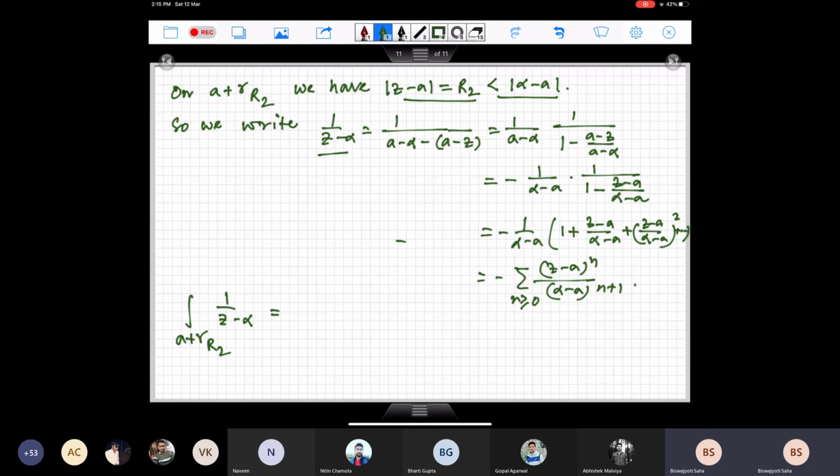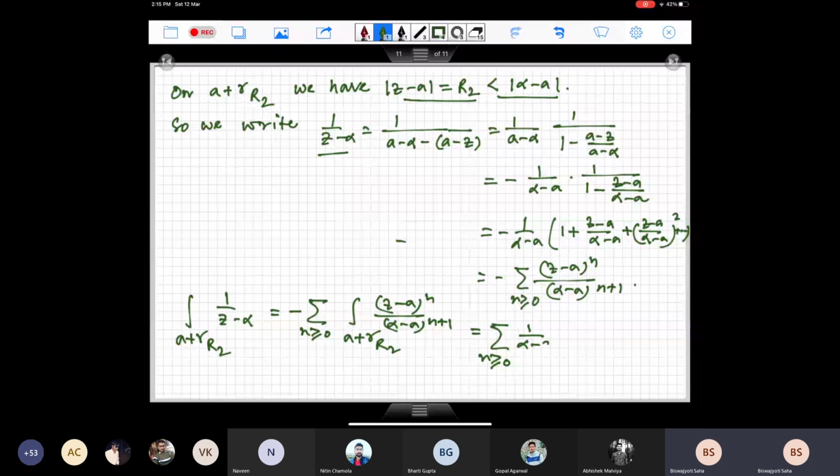So if that's the case, then I can write this as the summation over n bigger than or equal to 0, with a minus before, of the integral over a plus gamma r2 of z minus a power n divided by alpha minus a power n plus 1. But alpha and a are just constants. So this is the sum over n bigger than or equal to 0 of 1 over alpha minus a power n plus 1, times the integral over a plus gamma r2 of z minus a power n. So you can now tell me, what is this integral? What do you think?